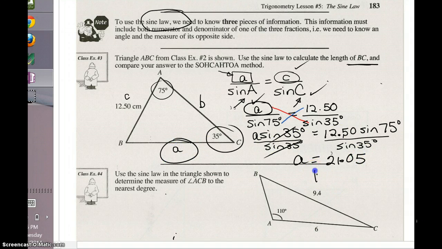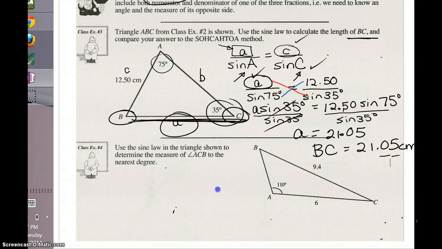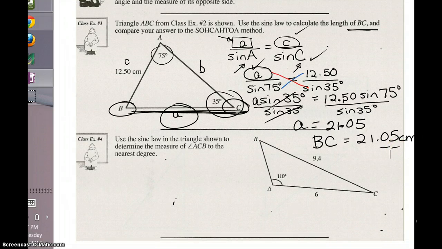So A, remember, was BC. That's what they asked in the question. BC, this distance right here, and BC equals 21.05. And it is in centimeters. Usually we make sure we look at how far we take it, whether it's the 10th or the 100th column, 2 decimal places. All right, so that's how we do this one.